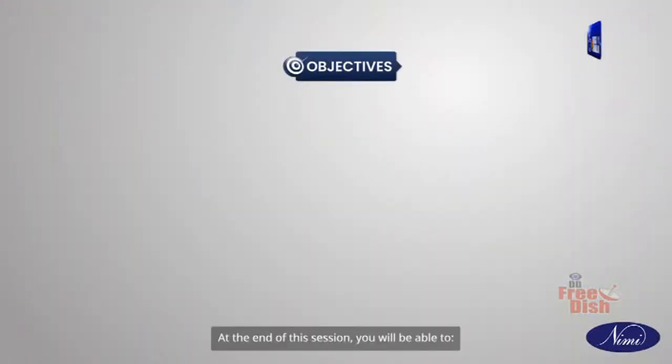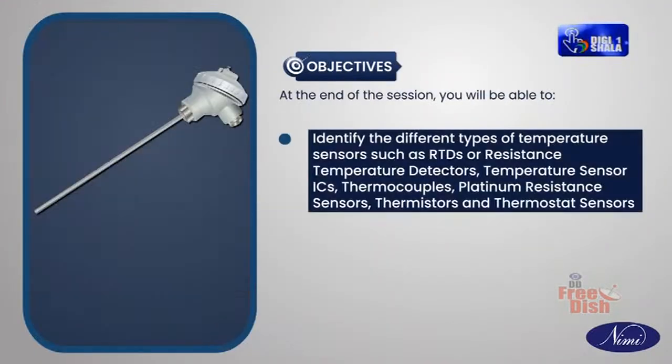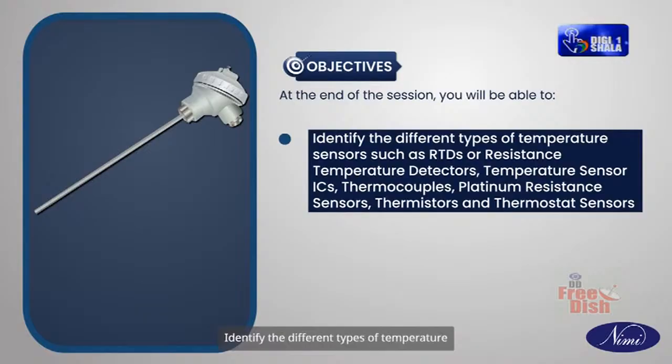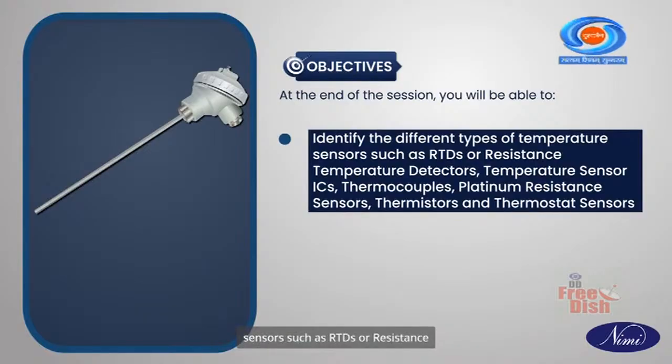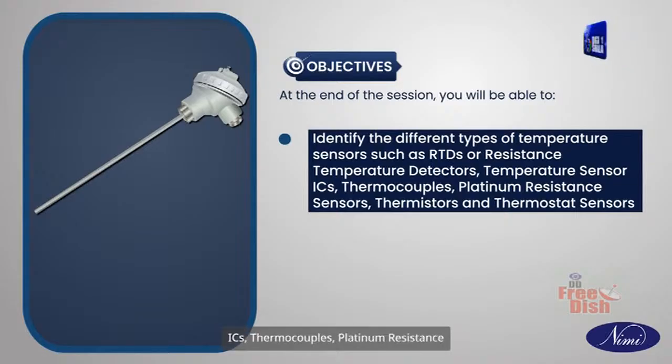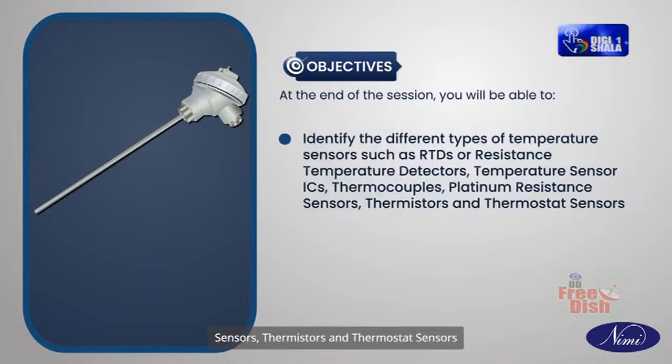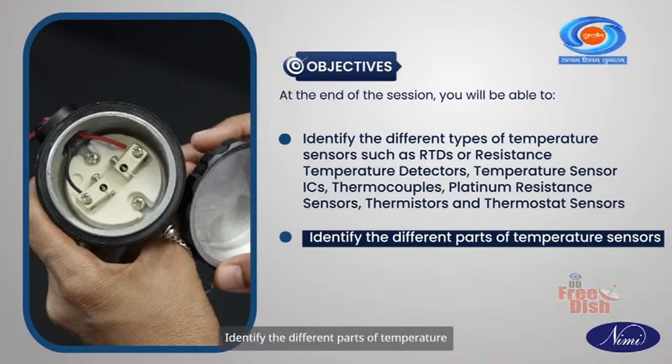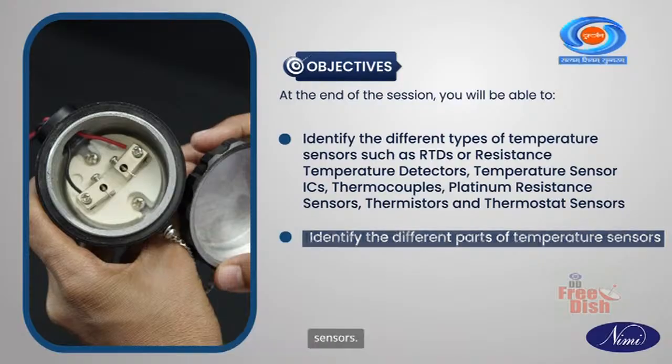Objectives. At the end of this session, you will be able to identify the different types of temperature sensors such as RTDs or resistance temperature detectors, temperature sensor ICs, thermocouples, platinum resistant sensors, thermistors, and thermostat sensors, and identify the different parts of temperature sensors.